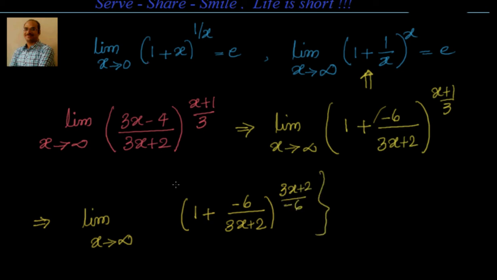Now this will take care that the limit of this will become e, but I don't have 3x plus 2 by minus 6, so I have to nullify that. So it will become minus 6 by 3x plus 2. I have to multiply again so that I can cancel it out. And we already have x plus 1 by 3, so I have to write down x plus 1 by 3 as it is.